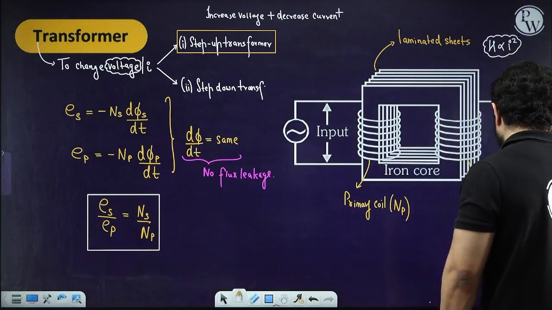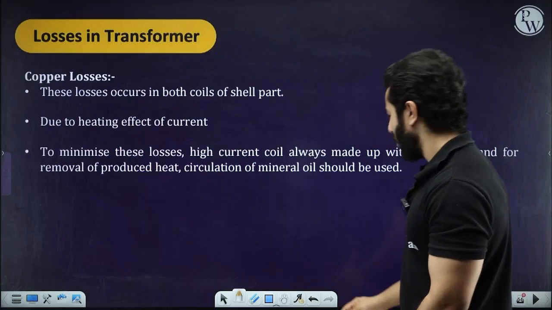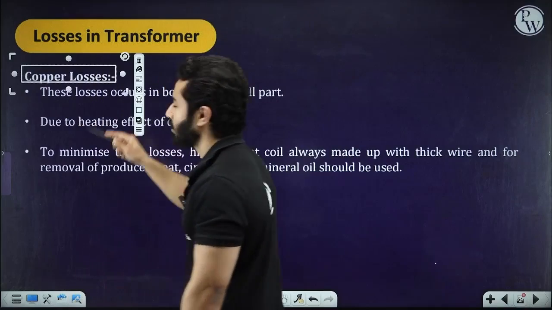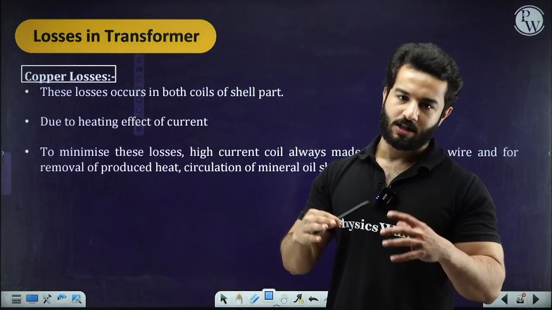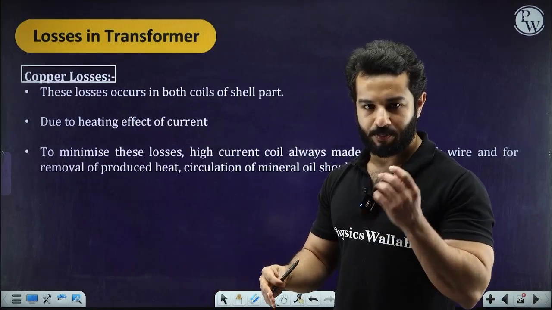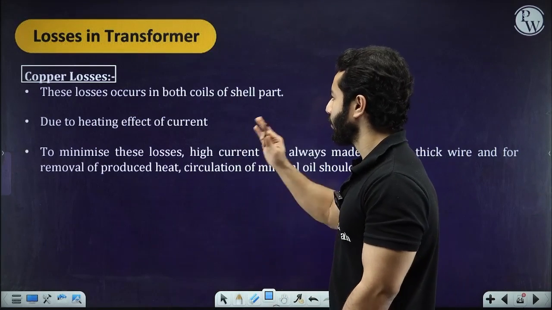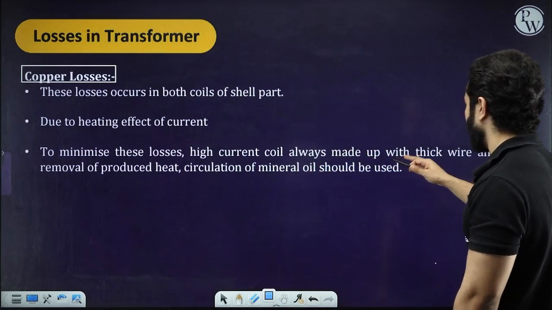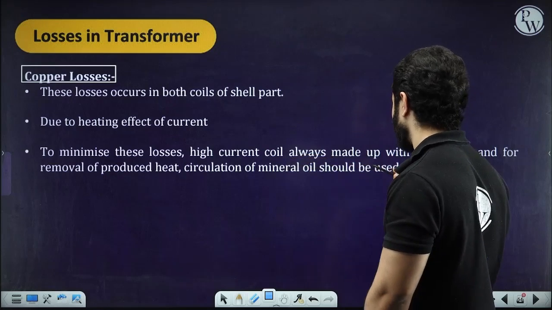So now let's talk about some other losses. Losses can be copper loss. Copper loss is basically about the wires that we were using for that coil. If that wire has got some adulteration, some mixing up of metals, then the resistance will increase and there will be some losses due to the heating effect of electric current. To minimize these losses, a high current coil is always made with thick wire, and for removal of produced heat, circulation of mineral oil should be used.